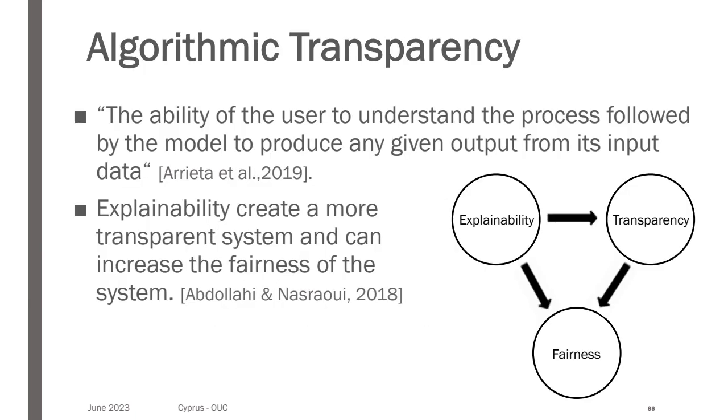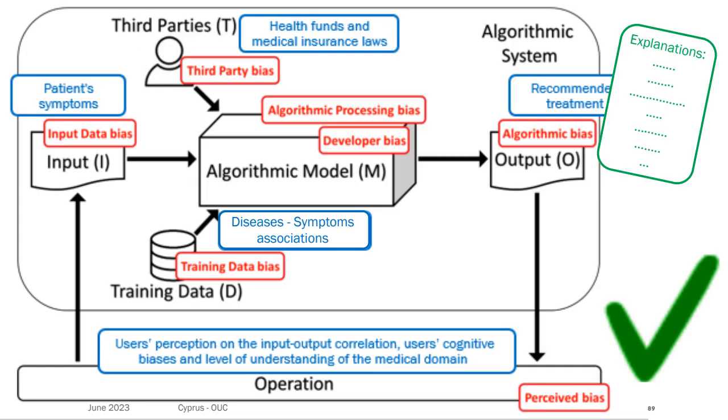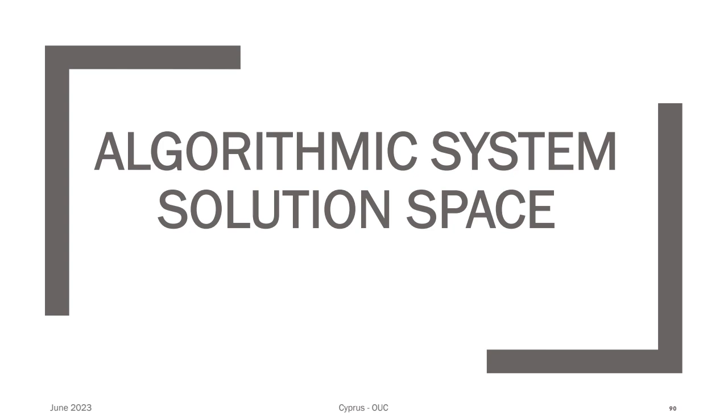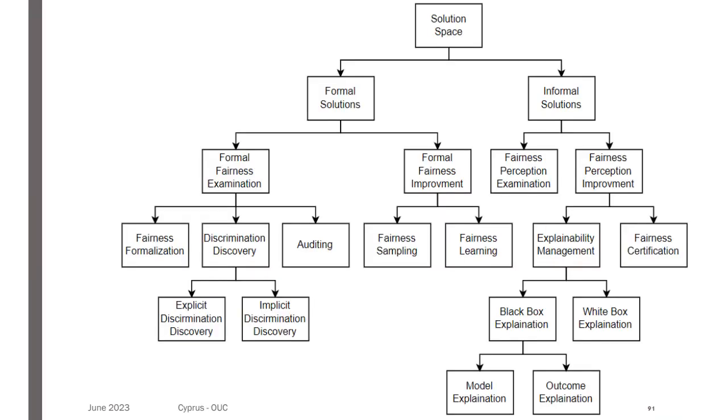So to wrap up, when we're talking about algorithmic transparency, explainability promotes transparency. Transparency and explainability both promote the fairness perception of the system, and explanations are important. So we have wrapped up everything. We have the definition of the abstract description of an algorithmic system with its potential biases, two types of bias mitigations, formal and informal, and there is one issue to still consider, and this is the overall scope of the overall space.